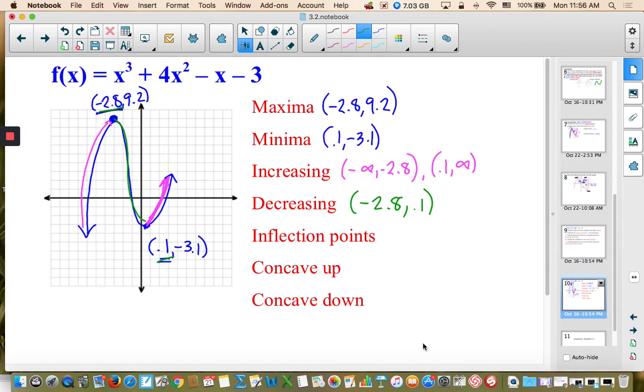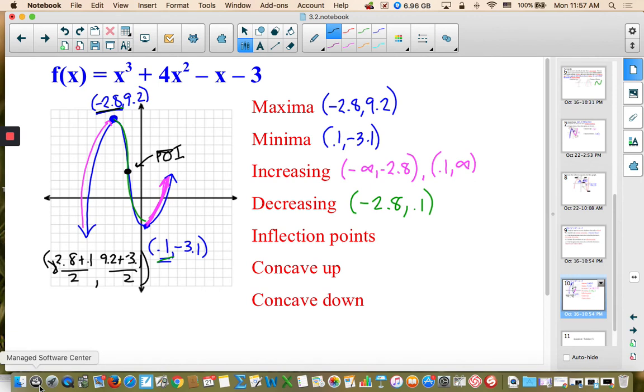Where are the inflection points? Well, the inflection point would be right in here, right? That would be our point of inflection, only it didn't write very well. And I want to find that by essentially finding that midpoint, that middle. So to find that point, I'm going to do negative 2.8 plus 0.1 and divide that by 2. And then I'm going to do the y's, 9.2 plus negative 3.1 and divide that by 2. And that's how I'm going to find that point of inflection.